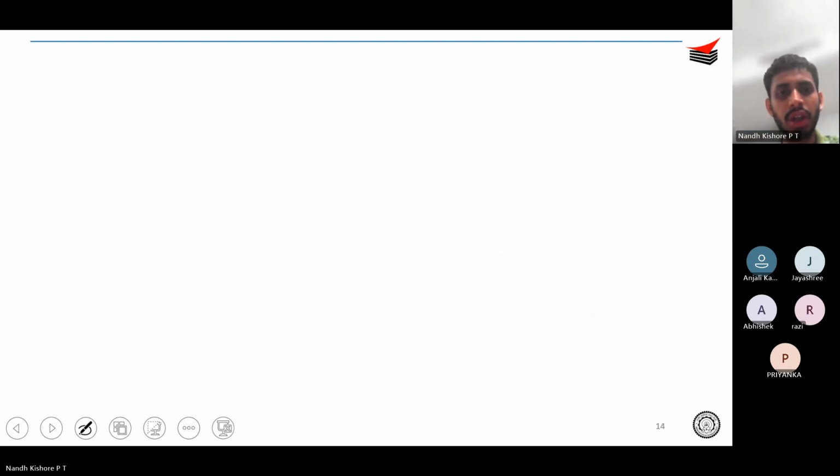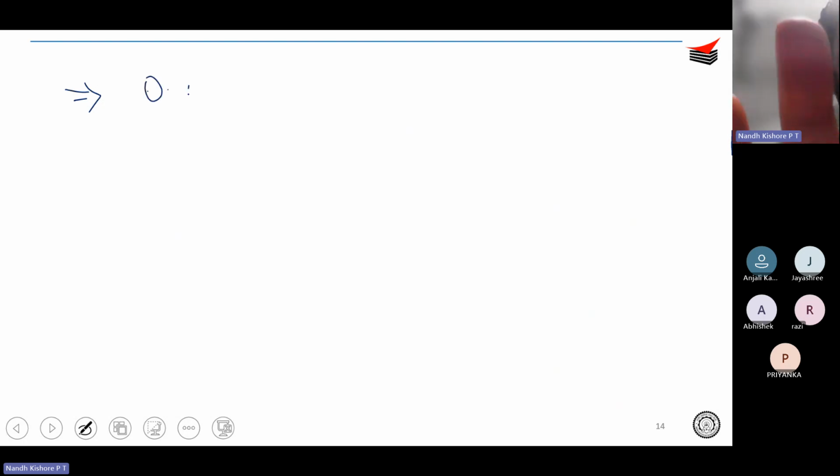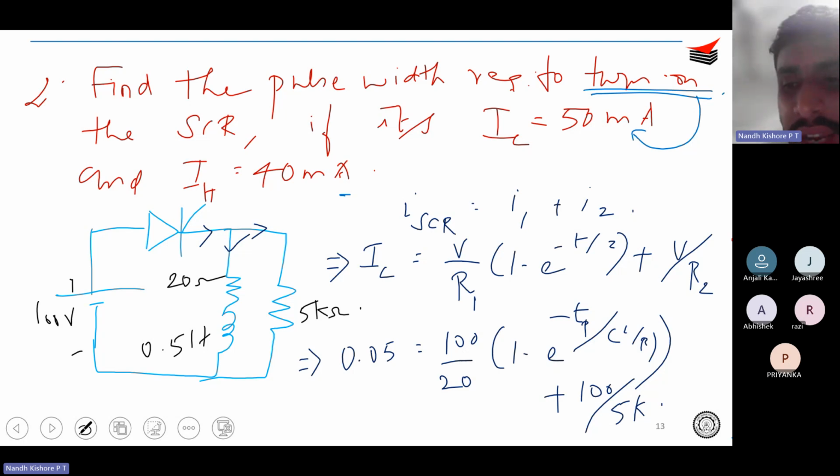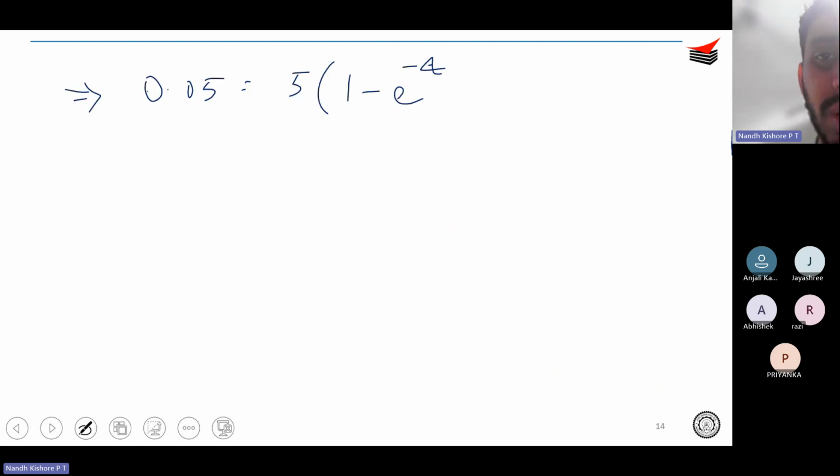So then what happens is, therefore your 50 milliamperes is equal to V by R, which is 100 by 20, which is 5, into 1 minus e power minus t by tau. So what is tau? Tau is L by R, right? So L is 0.5 by 20. That is 1 by 40, correct? So 1 by 40 goes to the numerator, it becomes minus 40t, plus 100 by 5k. So what is 100 by 5k? That is 1 by 50, which is going to be 0.02.